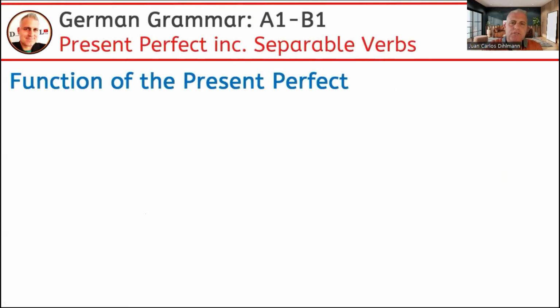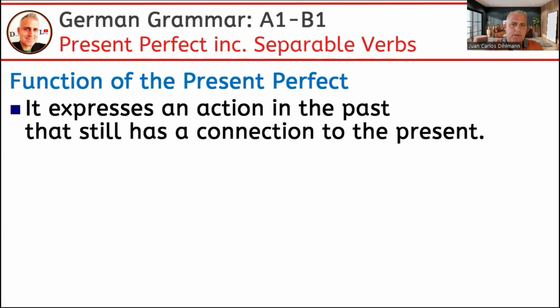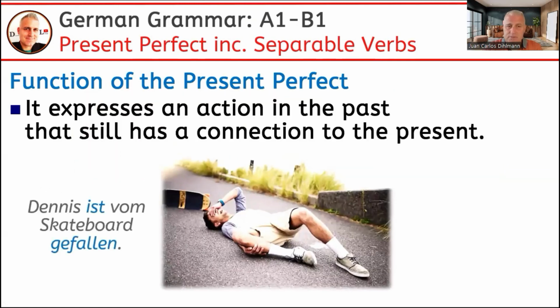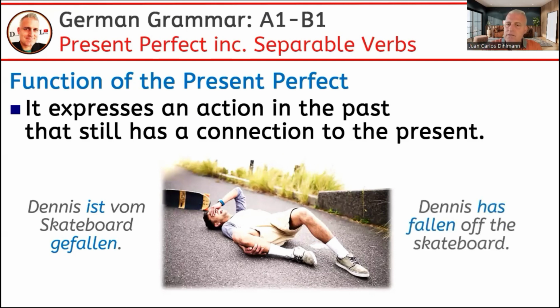What is the function of the present perfect in German? The present perfect expresses an action in the past that still has a connection to the present. Just like in this example, Dennis ist vom Skateboard gefallen, which is Dennis has fallen off the skateboard. What is the connection to the present? He's still lying on the ground, he's feeling a lot of pain, and probably he will feel pain for the next hours.